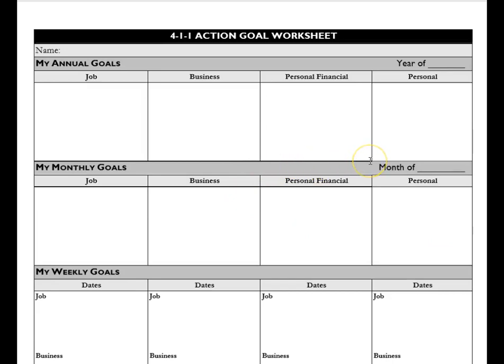So make sure that you are looking at your business plan, determining what you need to do, and then how you need to do that.